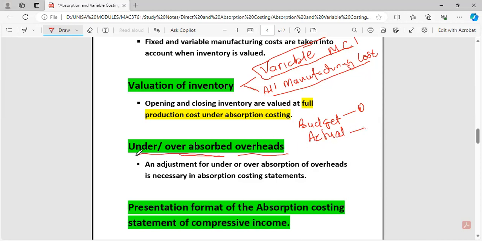Here, I also want you to check properly to understand when we are doing our question. This part, I always see most people get confused with, the under or over absorption. What to do, are you to add or to deduct? That's one area that I have seen people struggling with.